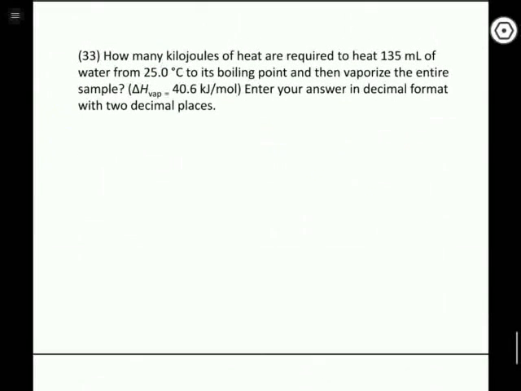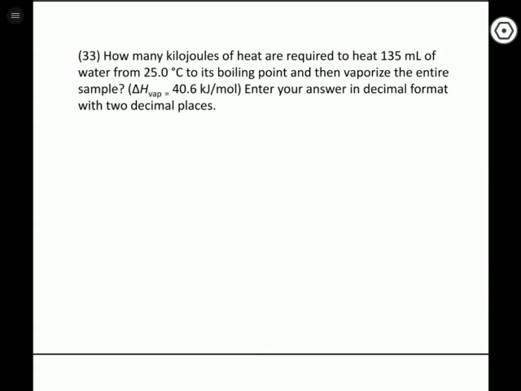All right, number 33. How many kilojoules of heat are required to heat 135 milliliters of water from 25 Celsius to its boiling point, and then to vaporize the entire sample? So we're giving you the delta H of vaporization as 40.6 kilojoules per mole.